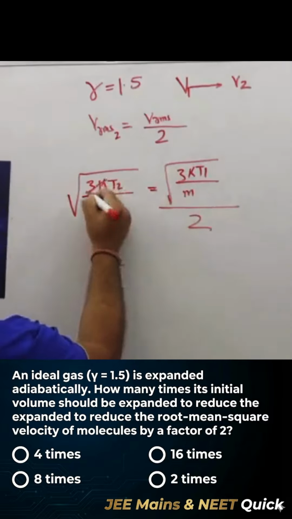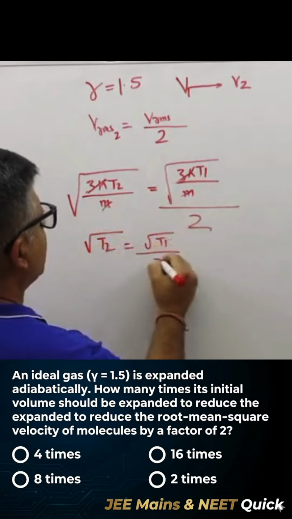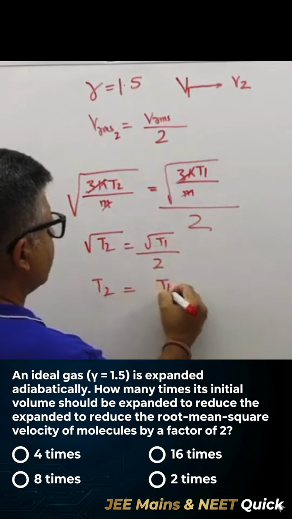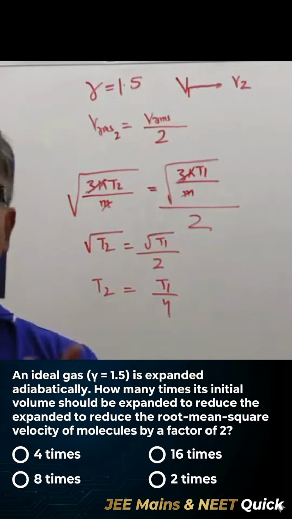So what goes? 3k goes, M goes. So under root of T2 becomes equal to under root of T1 upon 2. So T2 is equal to T1 upon 4. So my new temperature is how much? T1 by 4. So I have to reduce my temperature to 1 by 4. Right? What do I do with this?